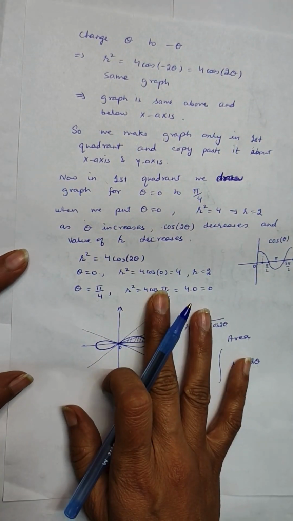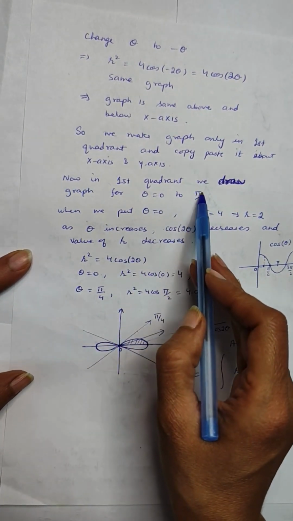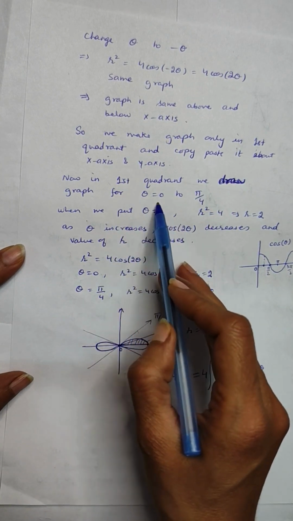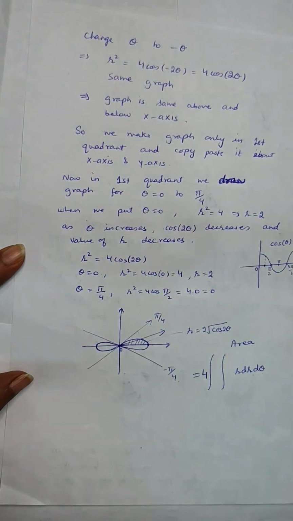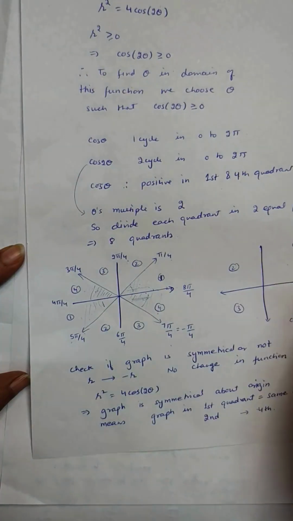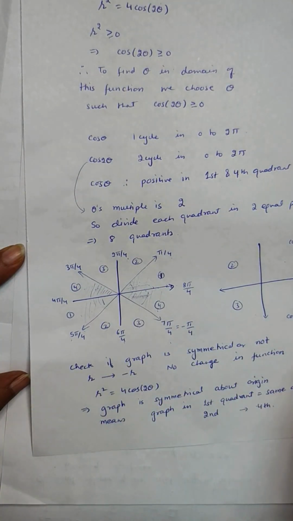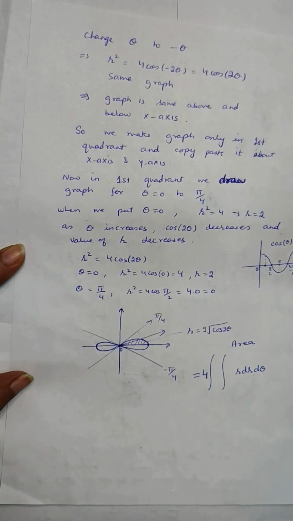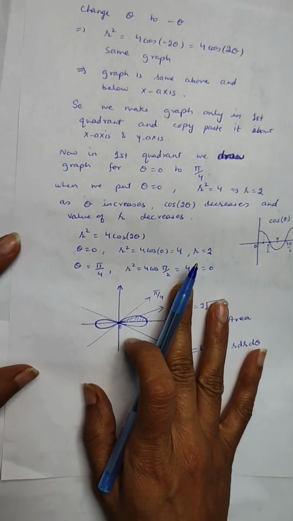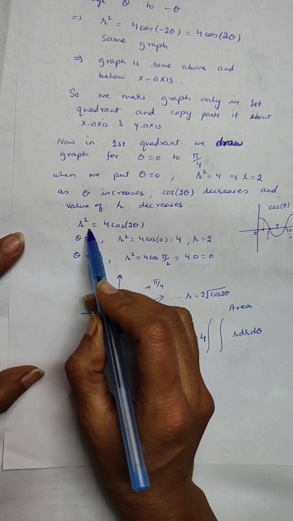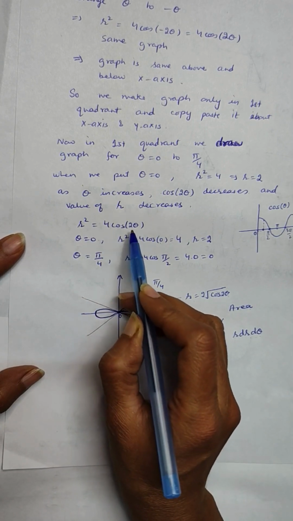Okay, so now in the first quadrant we draw the graph for theta equal to 0 to pi by 4, because that was the region where cos 2 theta is going to be positive, and that's the domain. Alright, so how do we do that? r square is equal to 4 cos 2 theta.